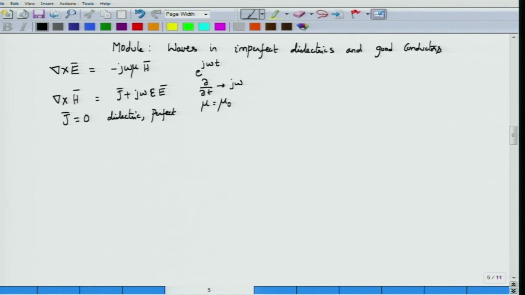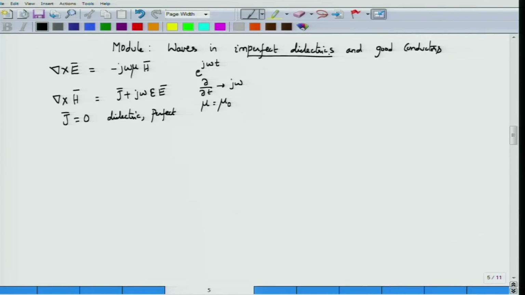However, inside an imperfect dielectric, we cannot assume J is equal to 0, because if we assume that, then there is nothing different from the lossless case, and we will not be able to capture the fact that an imperfect dielectric can actually conduct some amount of electricity. No doubt that electricity will be small, but it can conduct some amount in the form of a leakage current. So in order to take the imperfect dielectric into account, we let J be non-zero.